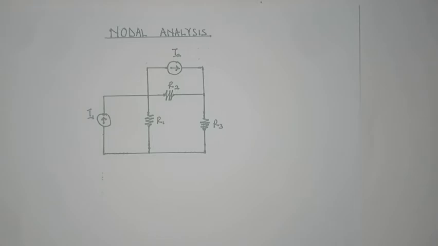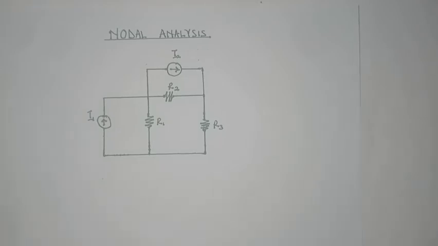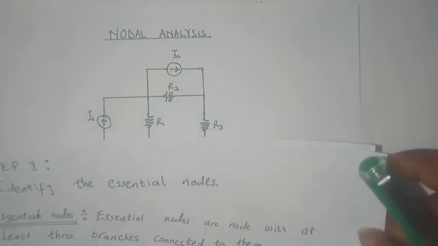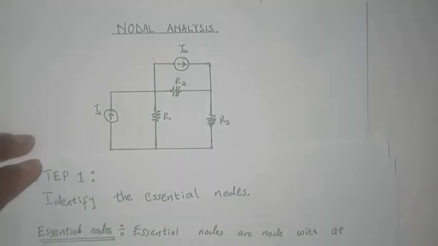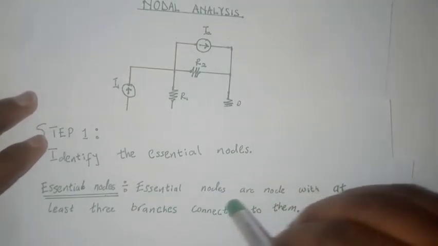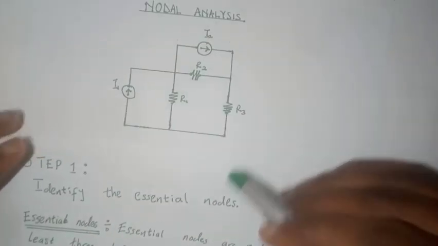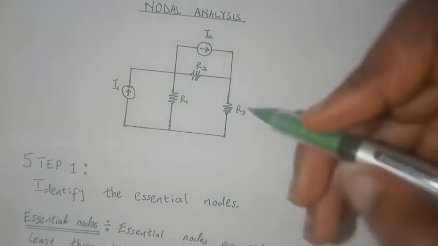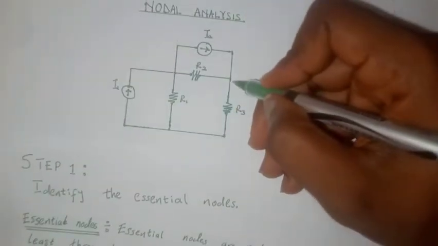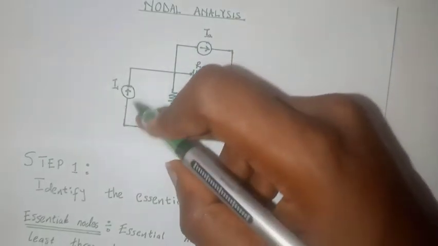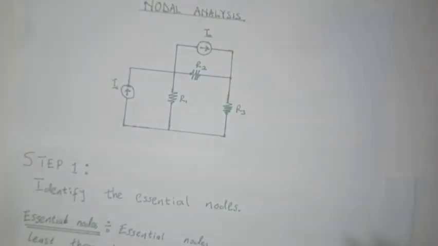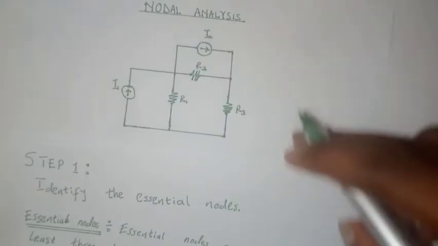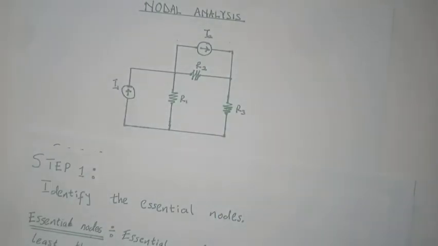So the first step when we want to apply nodal analysis is to identify essential nodes. Essential nodes are nodes that have at least 3 branches connected to them. So in this case, our essential nodes are this node, and this node, because they have 1, 2, 3, 1, 2, 3, 4, and 1, 2, 3 branches connected to them. So we have 3 essential nodes in this case.